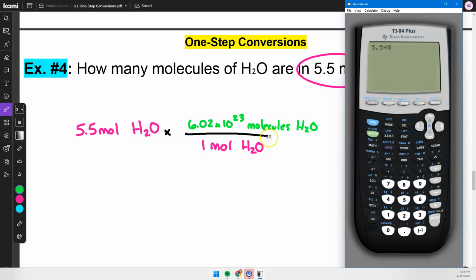So you can type in 6.02 times 10 caret 23, or you can type it in as 6.02 E 23. That E is the same as times 10, and whatever number, in this case 23, that comes after the E is your exponent. Notice the answer is also given to us in the same form. So the number is 3.311 times 10 to the 24th.